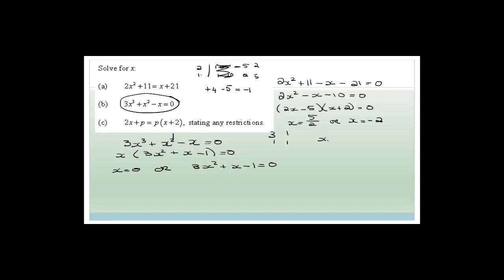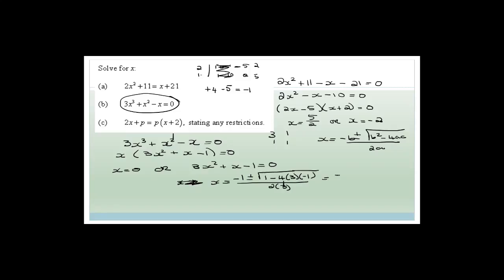And the formula is x is equal to minus b plus or minus the square root of b squared minus 4ac, all over 2a. So if we substitute that in, we get x equals minus 1 plus or minus the square root of b squared, which is 1, minus 4 times 3 times the whole of this, because the whole of this is c, so it's minus 1, all over 2 times 3.